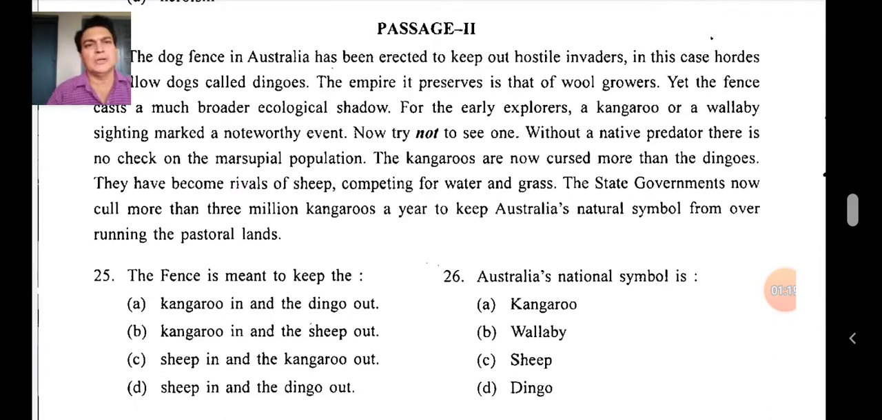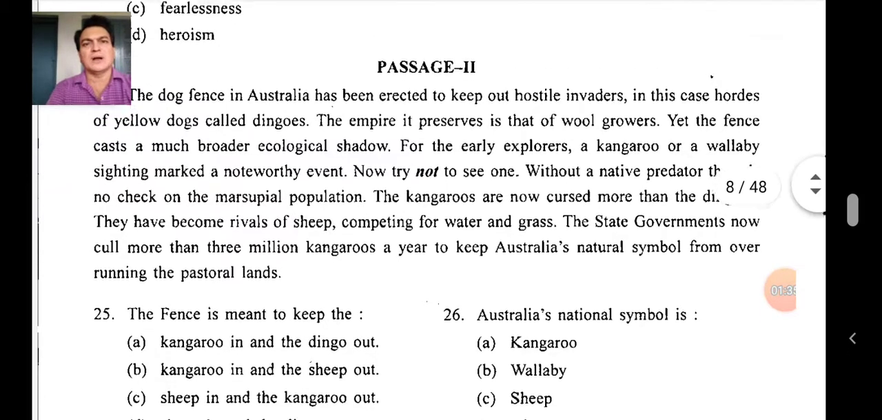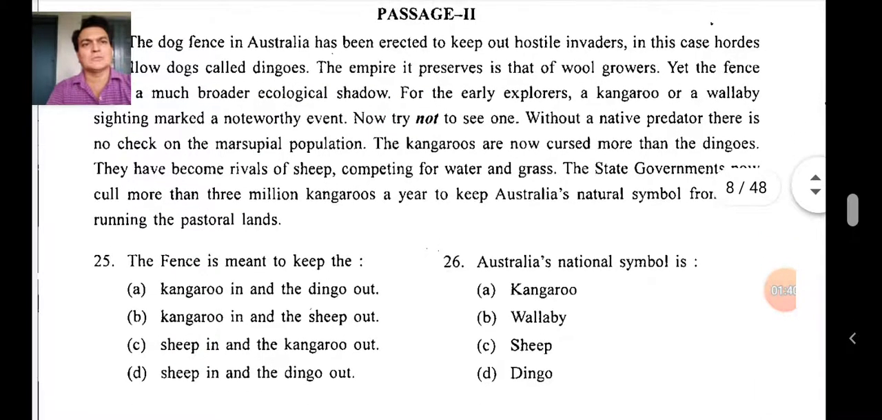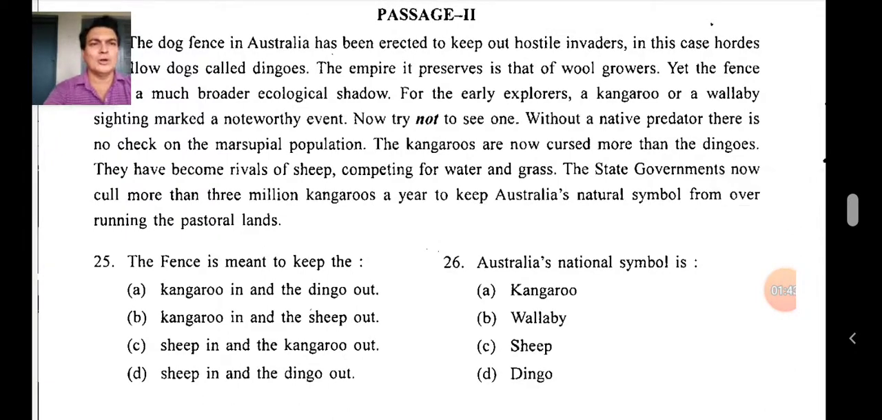The dog fence in Australia has been erected to keep out hostile invaders. In this case, hordes of yellow dogs called dingoes. The empire it preserves is that of the wool growers. Yet the fence casts a much broader ecological shadow. For the early explorers, a kangaroo or a wallaby sighting marked a noteworthy event. Now try not to see one. Without a native predator, there is no check on the marsupial population.